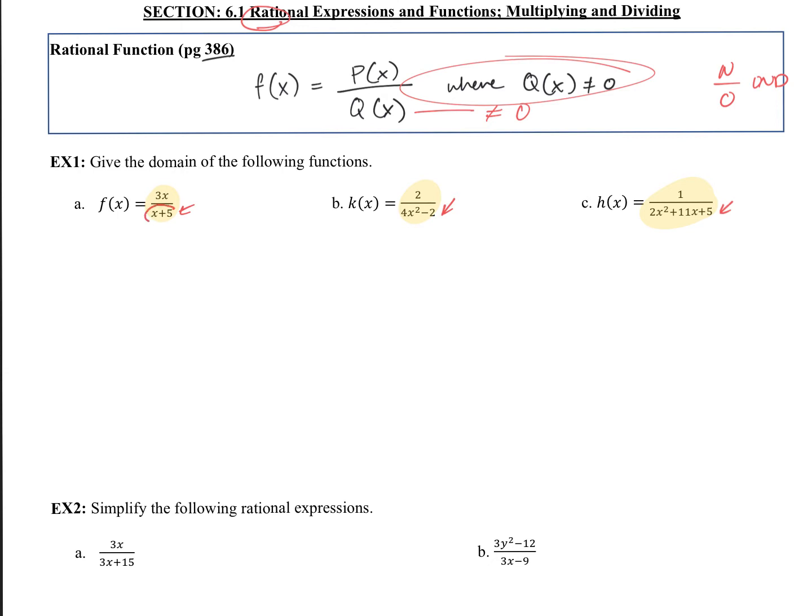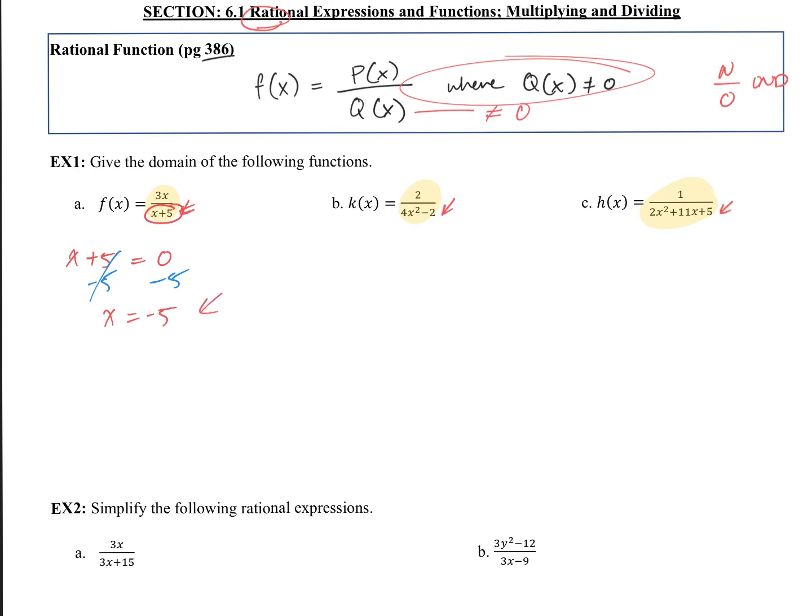Well, we're going to go ahead and take the denominator, x plus 5, and set that equal to 0. What are we doing? We're trying to find the number that makes the denominator 0, and then we'll take that out of our number line. So let's solve for x. Subtracting 5 from both sides, we get x equals negative 5. So this number right here is the problem number.